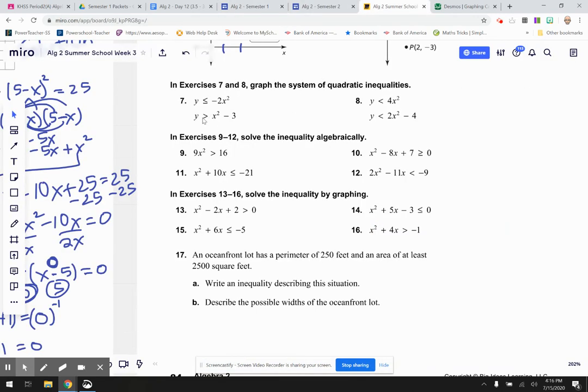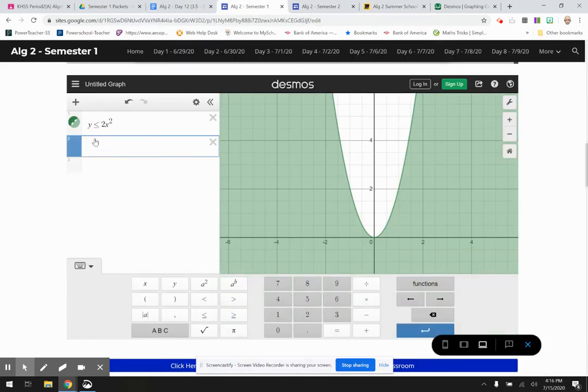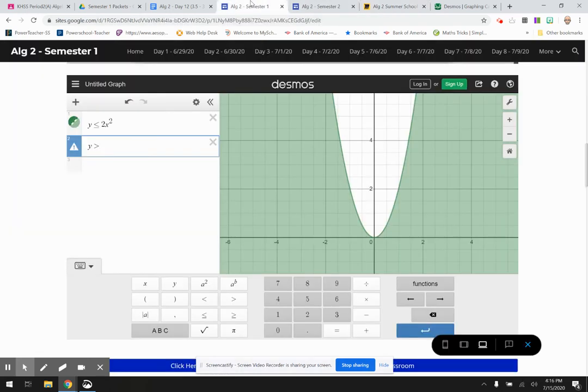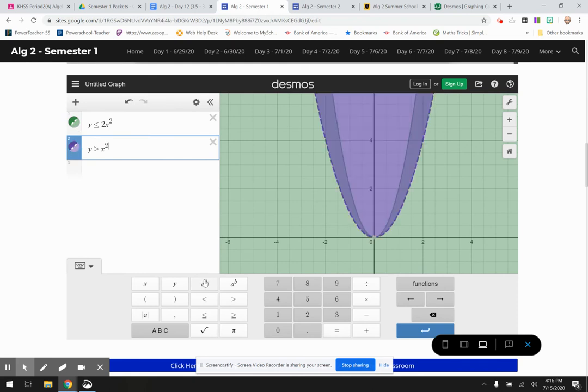Second one is y greater than x squared minus 3. Greater than x squared minus 3. So just greater than. You can do the keyboard if you want to. And then it's just x squared minus 3. So x squared. I could hit the squared button here too. X squared and then minus 3.